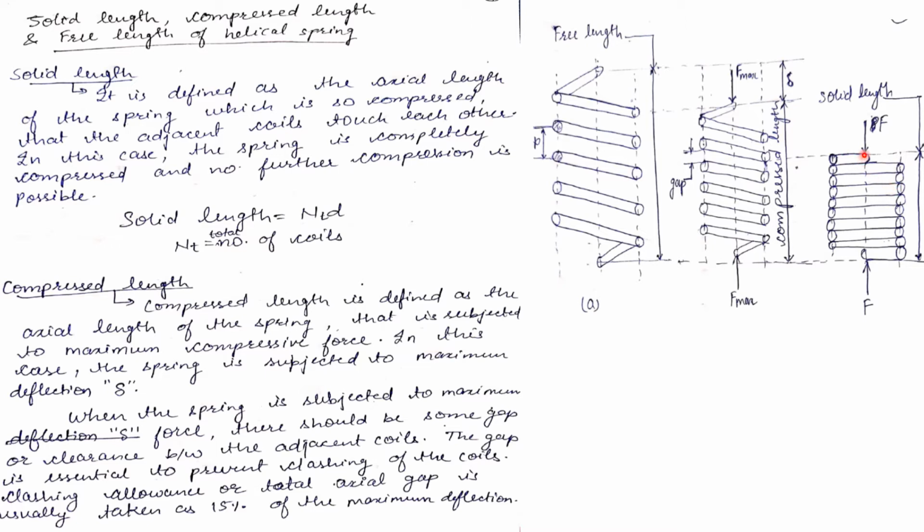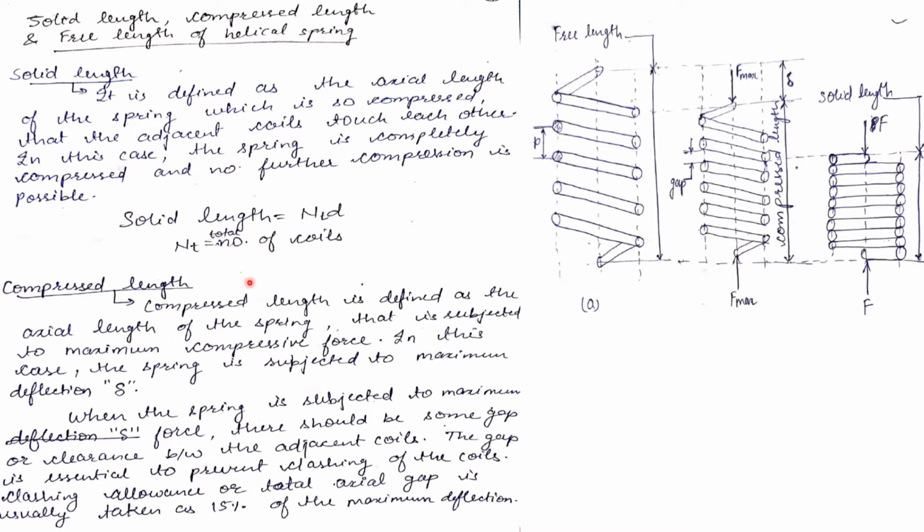What is the solid length in this? This axial length is called the solid length. How to calculate the solid length? It is nt into d, where nt is the total number of coils and small d is the diameter of the wire. We can see from the diagram that for one coil, the axial length is small d, then for nt number of coils, the axial length will be nt into small d. This is the solid length.